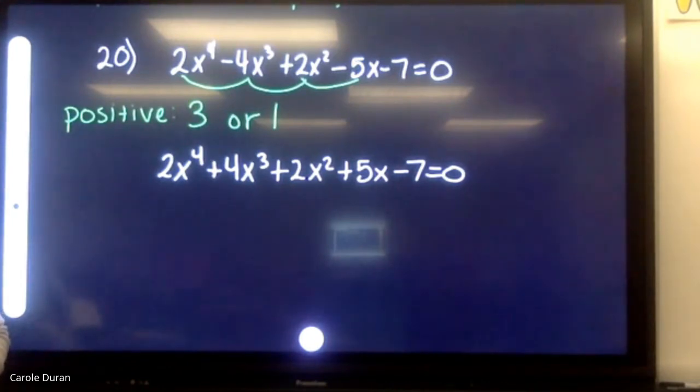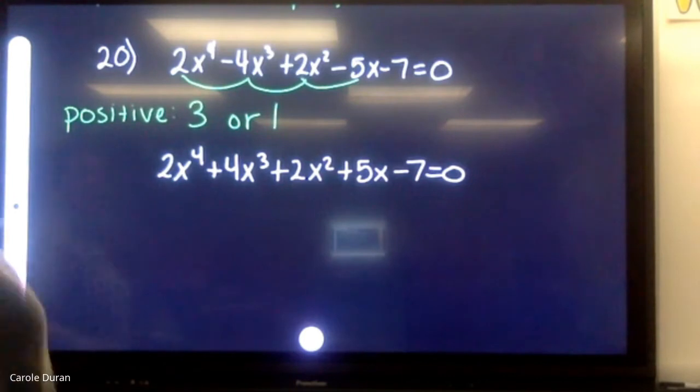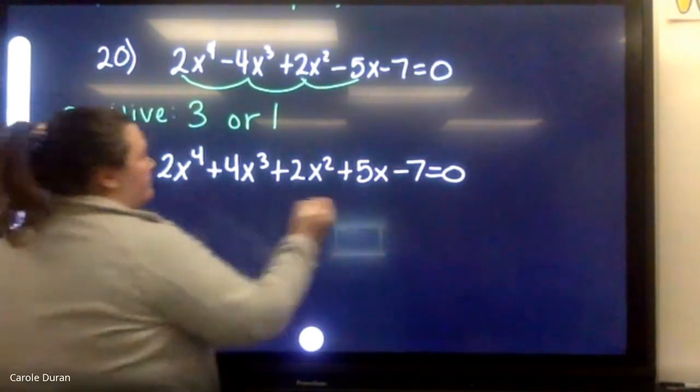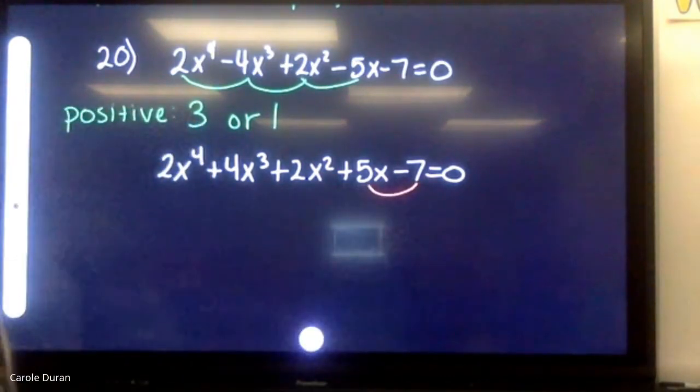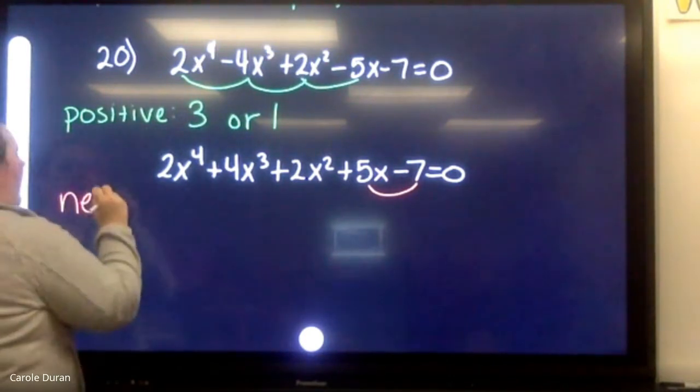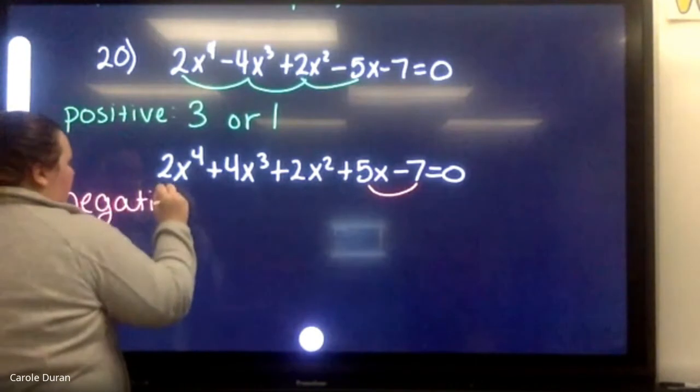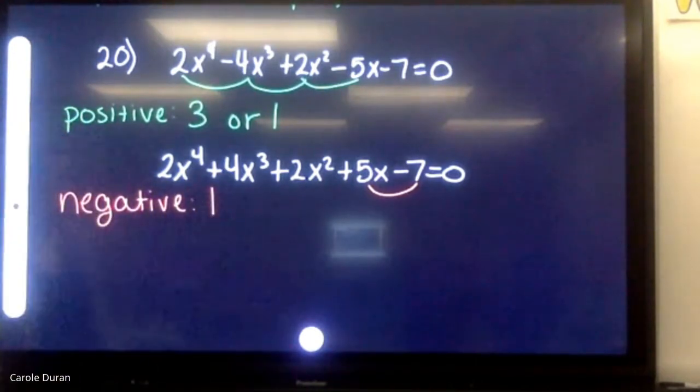And that makes sense. So now I count the number of sign changes occurring here. How many sign changes did I have? 1. So that means for negative options, I'm guaranteed to have 1 negative real root.